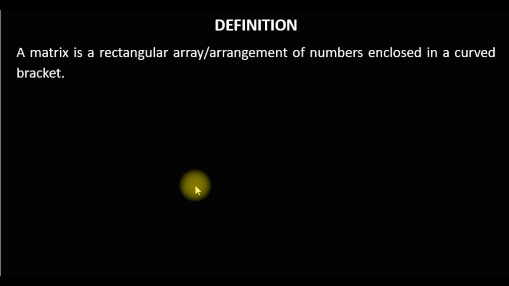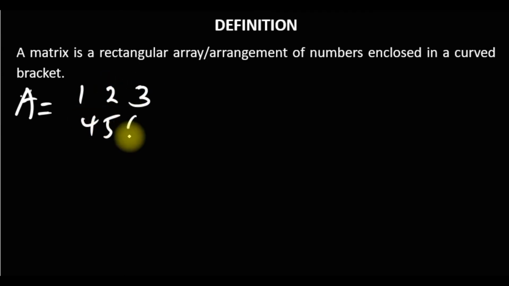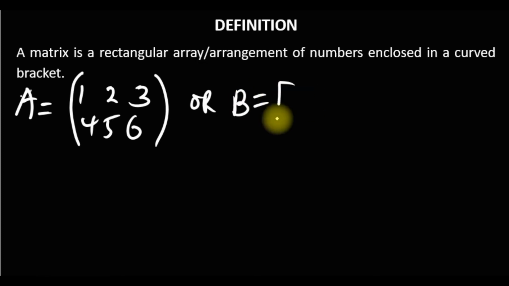Definition: a matrix is a rectangular array or arrangement of numbers enclosed in a curved bracket. Curved bracket, very important. So if you have something like this, let's call it a matrix, maybe the numbers 1, 2, 3, maybe 4, 5, 6. Anytime you have numbers enclosed in a curved bracket, it is called a matrix. Or maybe this type of bracket, the two are the same.